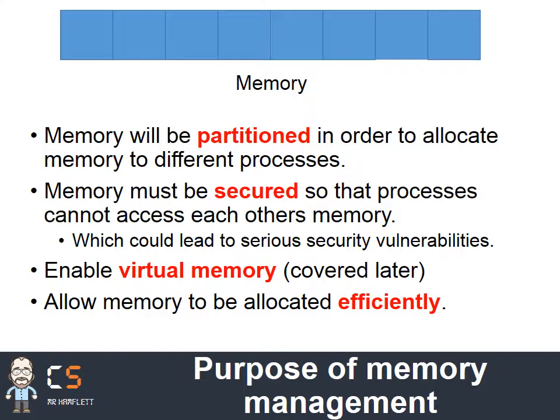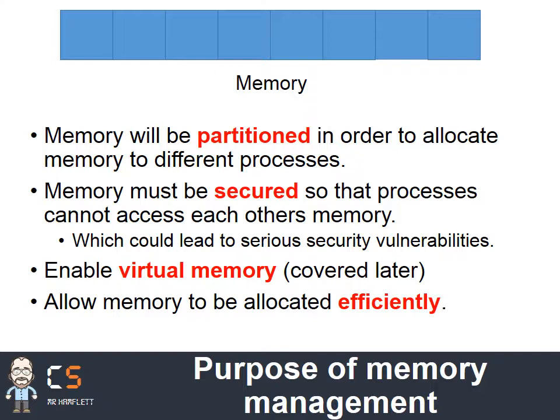Memory is going to be secured, so a process cannot access another process's memory. That's really important. I'll give you an example. Let's say I've got a process in Internet Explorer, and I'm logging into my bank account and typing in my password. If another process could come along and read the memory of Internet Explorer, it would be able to see unencrypted passwords as I'm typing them in. That's obviously a bad thing. So different processes cannot manipulate or change or do anything with each other's memory.